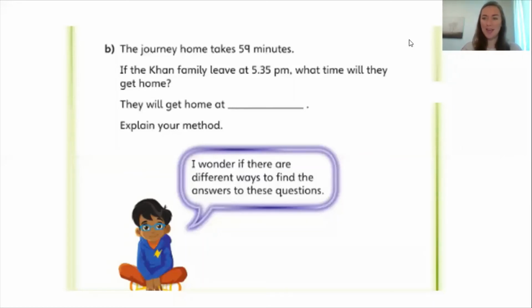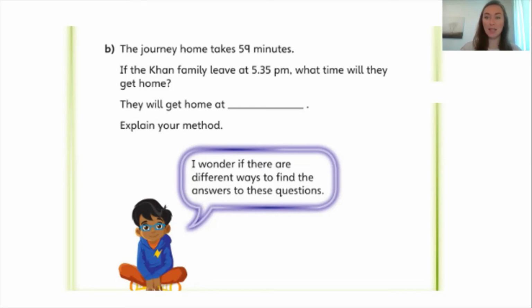Okay, so part B. This question says the journey home takes 59 minutes. If the Khan family leave at 5:35 p.m., what time will they get home? Have a think. Do we know the start time or the end time? We're trying to work out what time they get home. And if they're leaving at 5:35, they're going to get home later than that. That's going to be in the future. So we know the start time is 5:35 p.m. The duration of this journey home is 59 minutes.